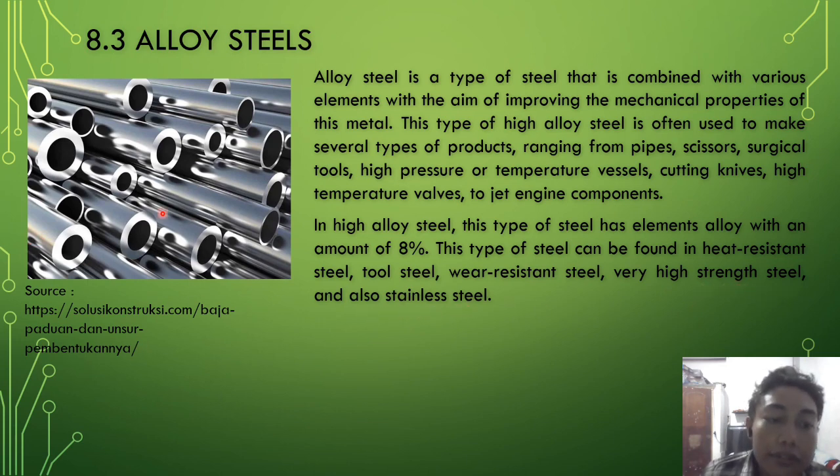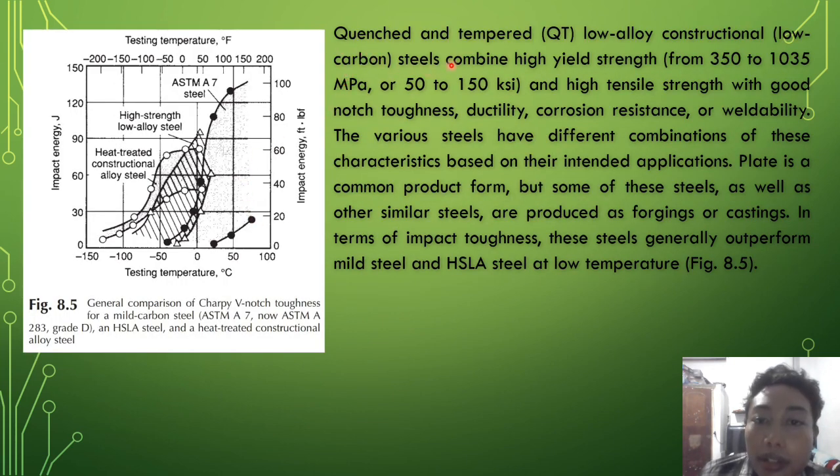This is the source I use. Next, quenched and tempered (QT) alloy construction low carbon steel combines high yield strength from 350 to 1035 MPa, or 50 to 150 ksi, and high tensile strength with good notch toughness, compression resistance, and weldability.